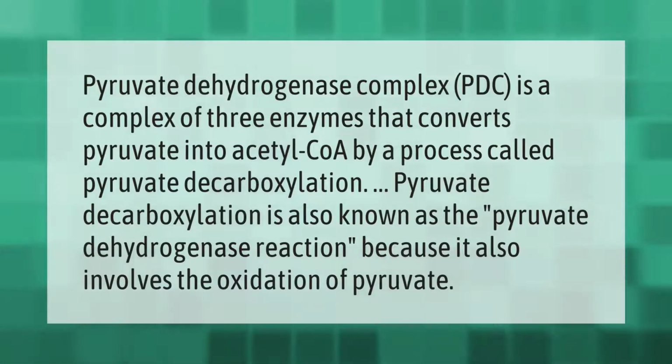Pyruvate dehydrogenase complex, PDC, is a complex of 3 enzymes that converts pyruvate into acetyl-CoA by a process called pyruvate decarboxylation. Pyruvate decarboxylation is also known as the pyruvate dehydrogenase reaction, because it also involves the oxidation of pyruvate.